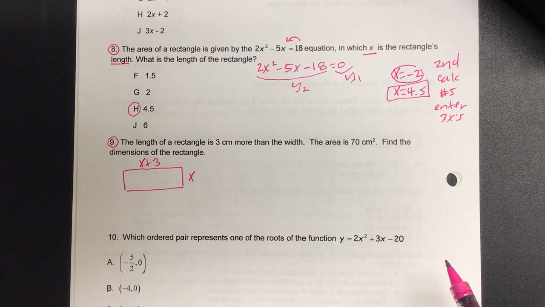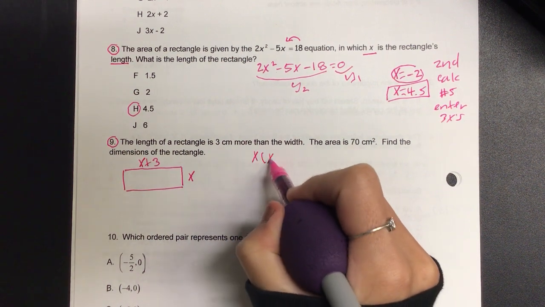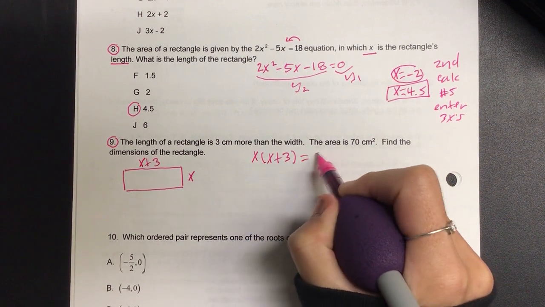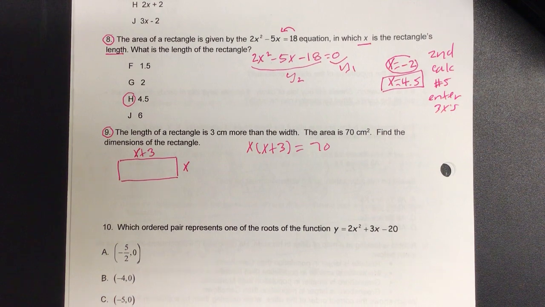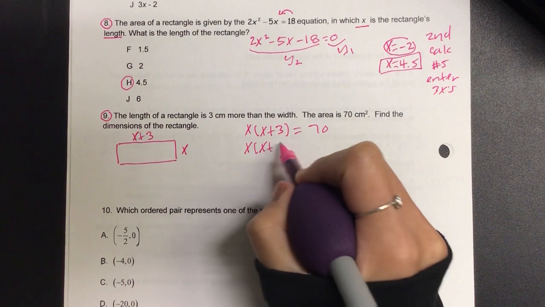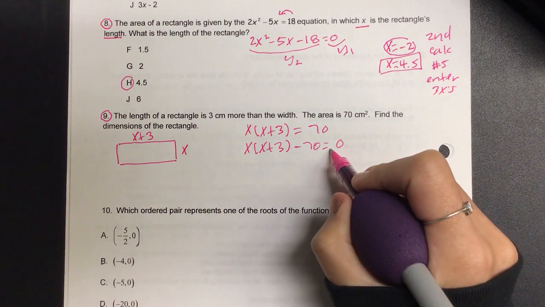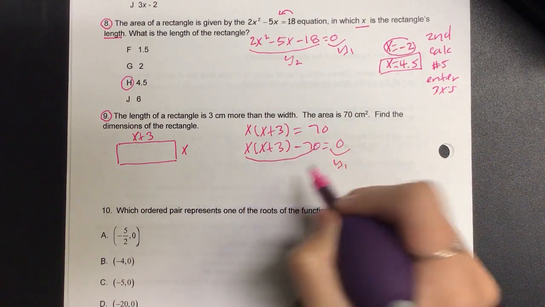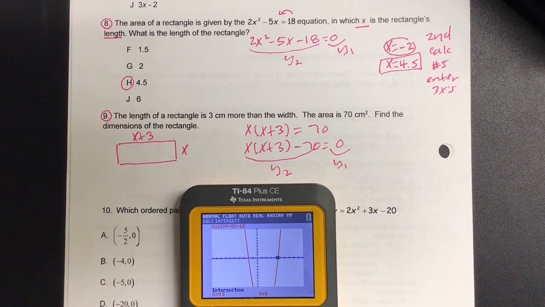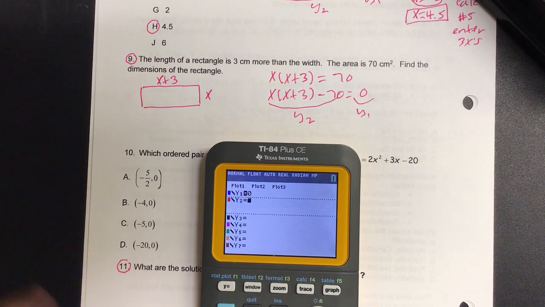For the area, do I add all the sides or multiply the 2 sides? Multiply. So x times x plus 3 is equal to 70. Any questions on the setup? Good. Let's do the same thing as I did a while ago. Keep the left side as it is. We're going to move the 70 over by subtracting and set that equal to 0. We put the non-complicated in y1 and the somewhat complicated in y2. My y1's already set. So we have x times x plus 3, close it, minus 70.